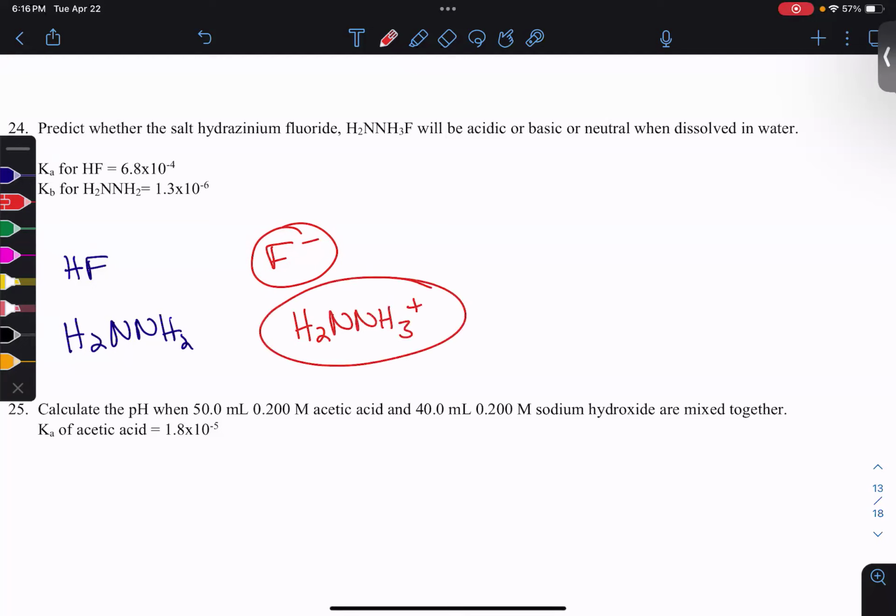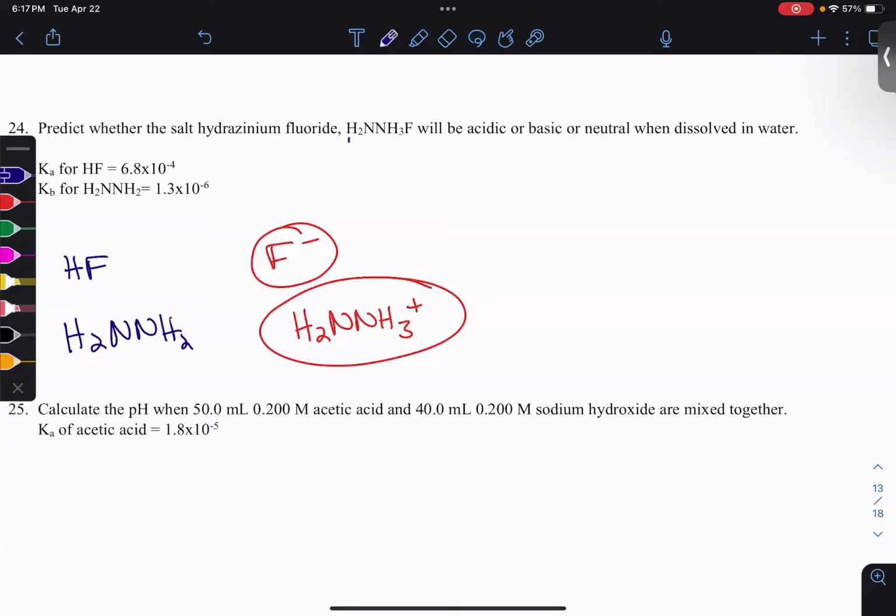That's going to be acidic because that's the conjugate acid. All right? So this is the whole idea that the conjugate of something weak is also weak. The conjugate of a weak acid is a weak base. The conjugate of a weak base is a weak acid. So this is important because yes, I know HF is a weak acid, and I know that other thing is a weak base.